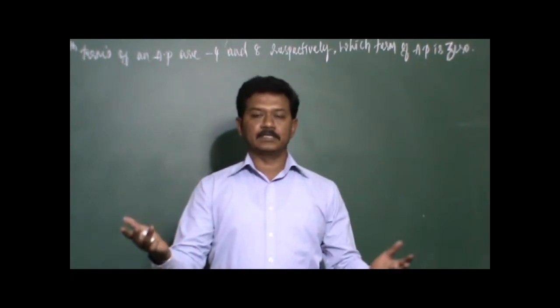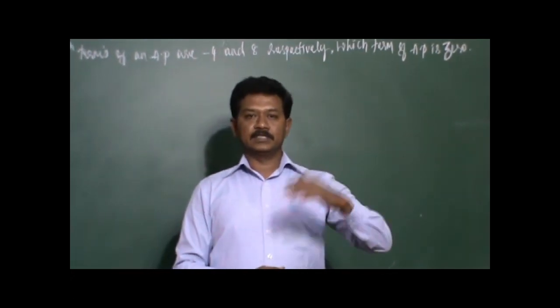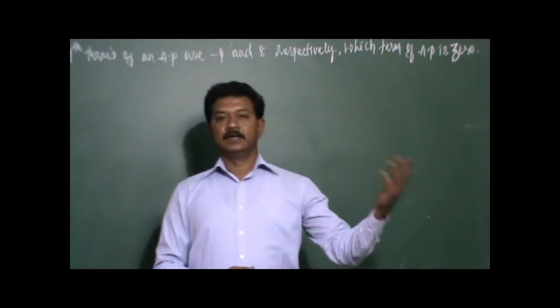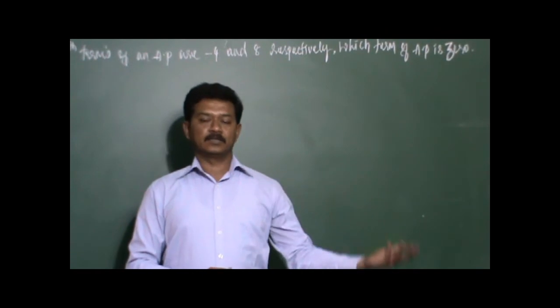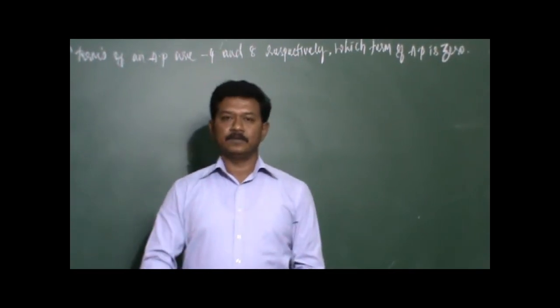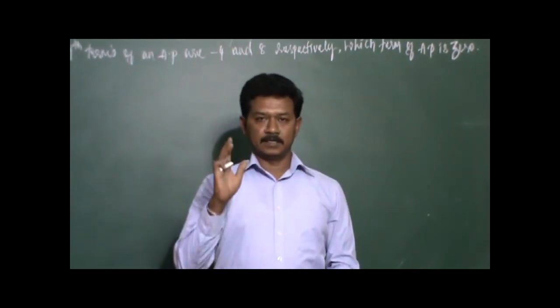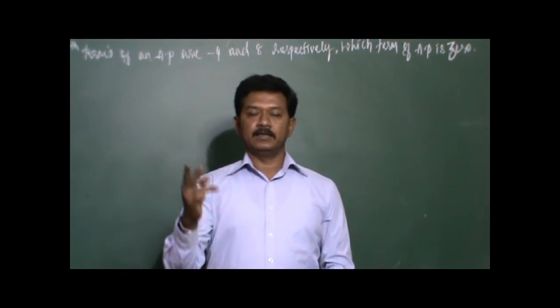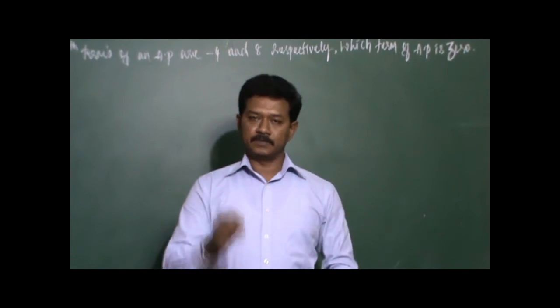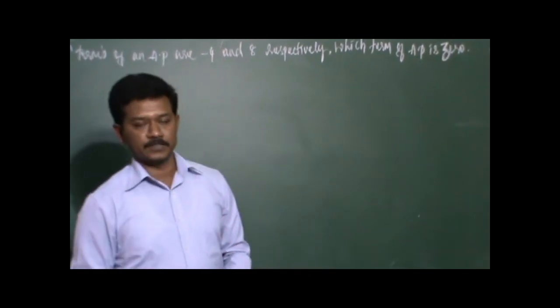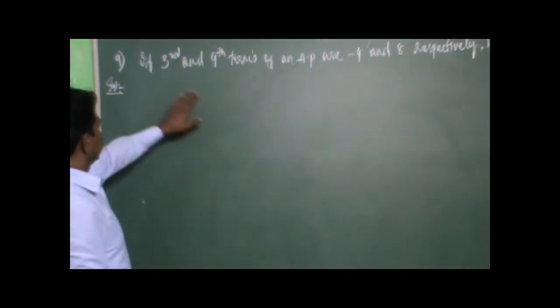Whether 0 is the 30th term, or the 25th term, or the 9th term, or the 12th term, something like that. So once again, in this AP, two terms are given, and we are asked to find out which term is 0. It's very simple. It comes in your examinations for 2 marks. So follow the problem.